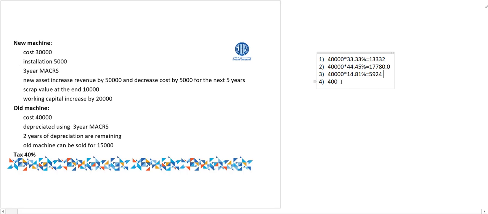This is the amount of tax. For the last year, the amount of tax that we have to charge is equal to 14 multiplied to 7.41 percent, right? Which is equal to how much?